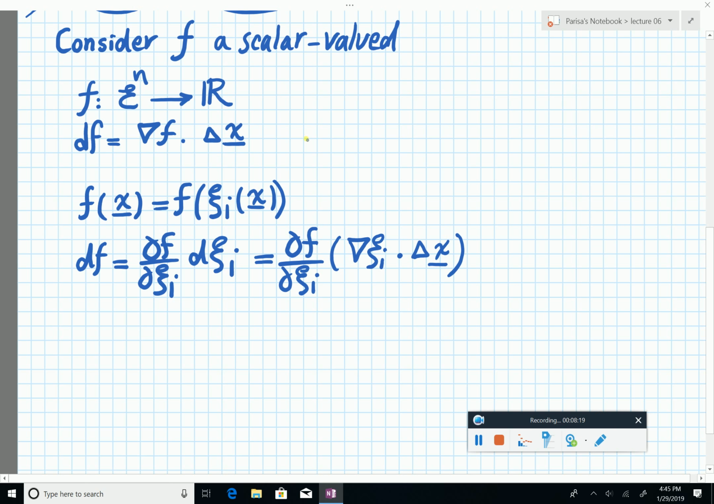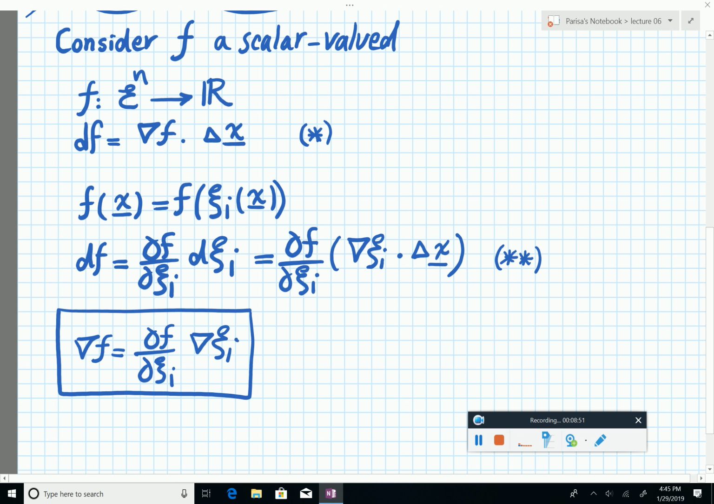And look at what we all agreed on above and below with 1 and 2 asterisks. So if we compare them, I hope that you can easily see that the gradient would be basically the partial derivative with respect to psi i. And this is general. So the nice thing is now we can use it for Cartesian or polar coordinates. This is what we have.